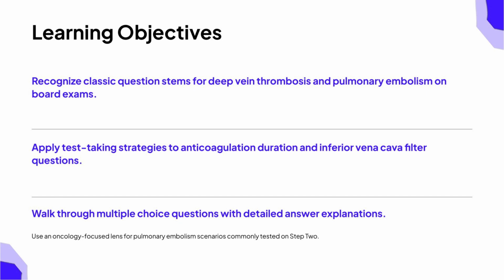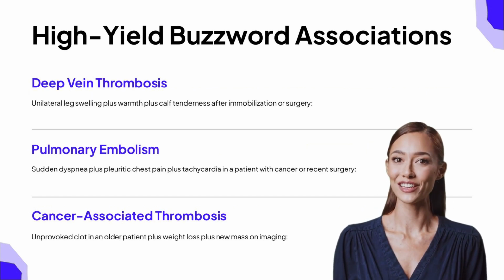For the foundational knowledge behind these topics, make sure you review the venous thromboembolism chapters in your preferred board review resource. Before we jump into questions, let us review the buzzword associations that signal venous thromboembolism on the boards.